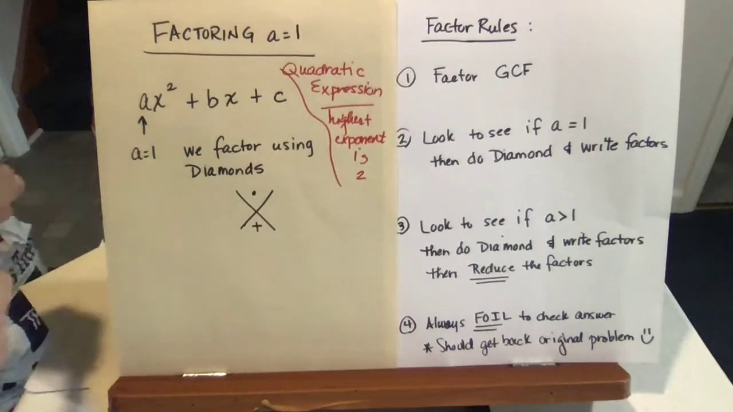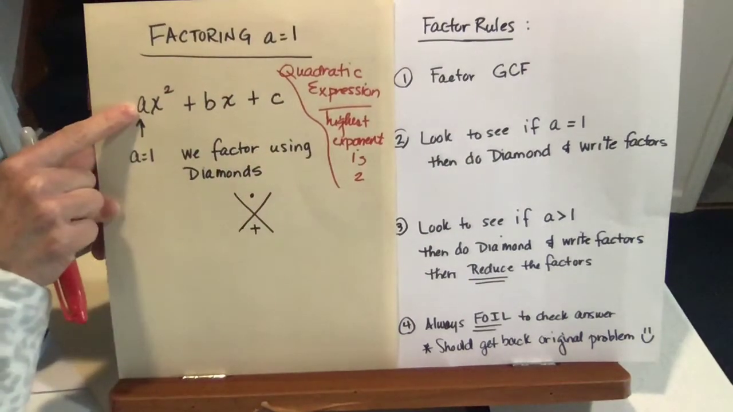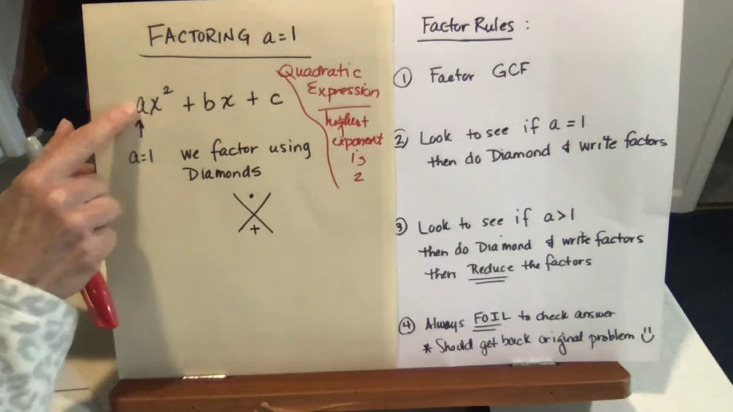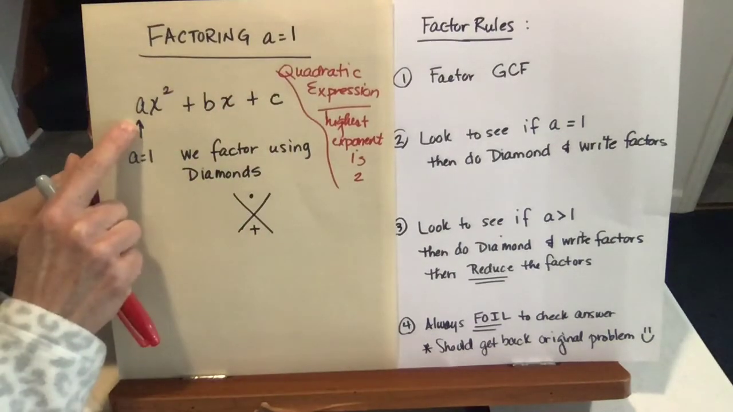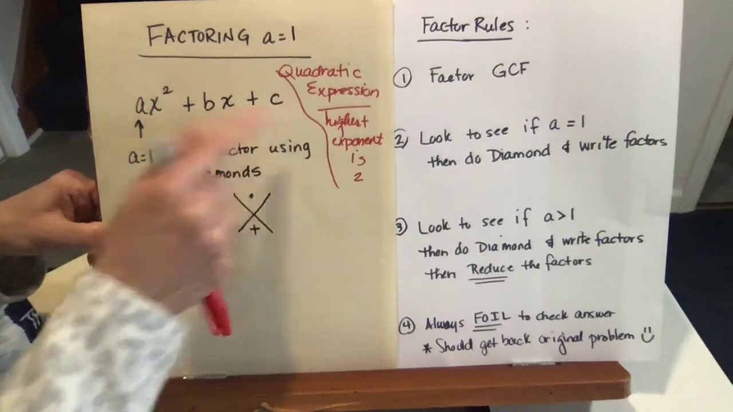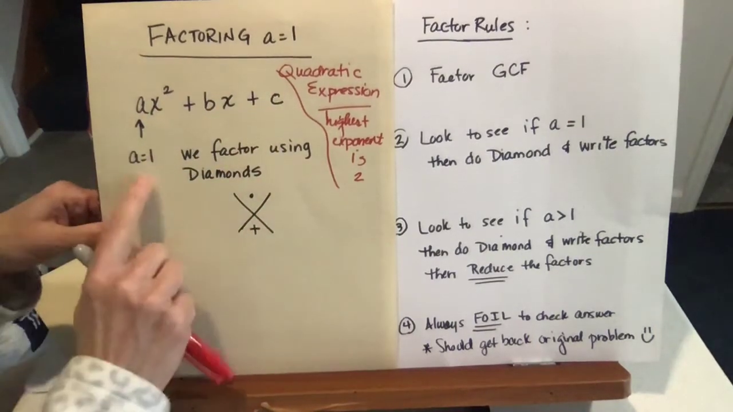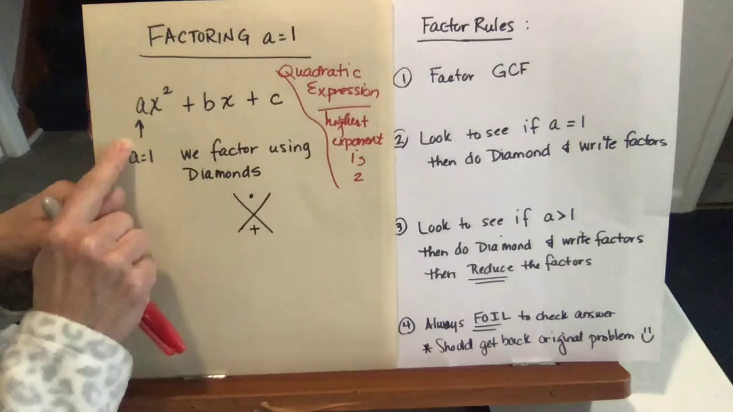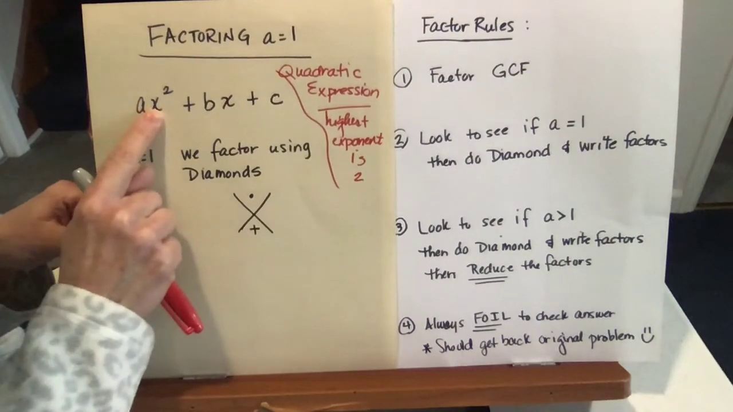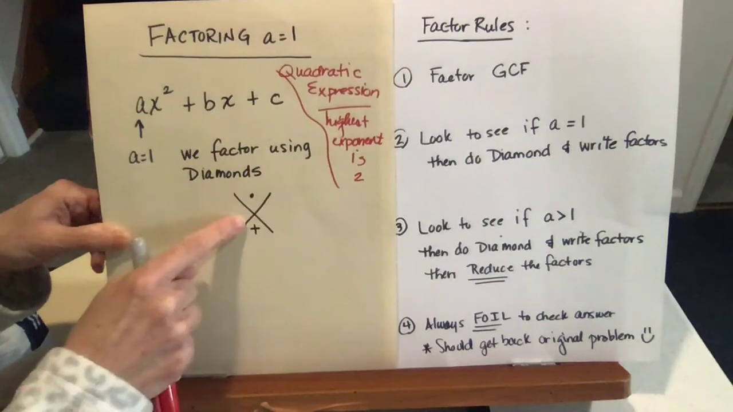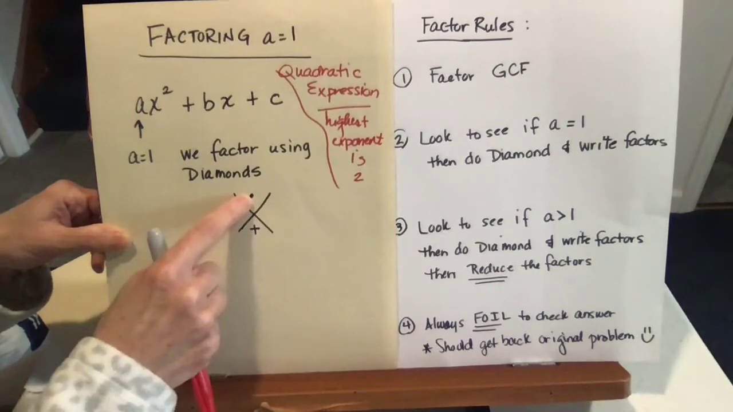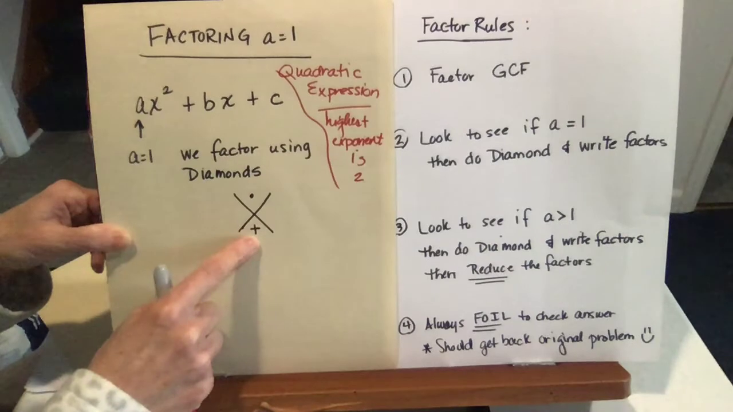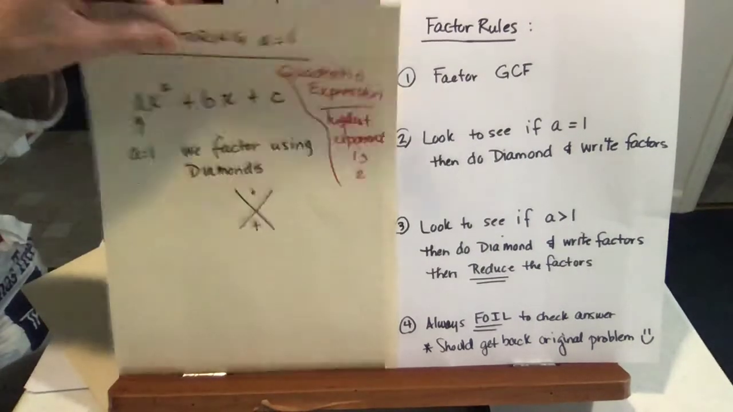All right, so what we mean by a equals 1 is that, remember, we have coefficients that could be in front of x squared and x, and then, of course, just the number that's added. So ax squared plus bx plus c is the quadratic expression. If a is equal to 1, in other words, the coefficient in front of the x squared is 1, we will factor using a diamond method. Now, you remember the diamond method, you would multiply to get the top, and you would add to get the bottom. So let's take a look at how this works.